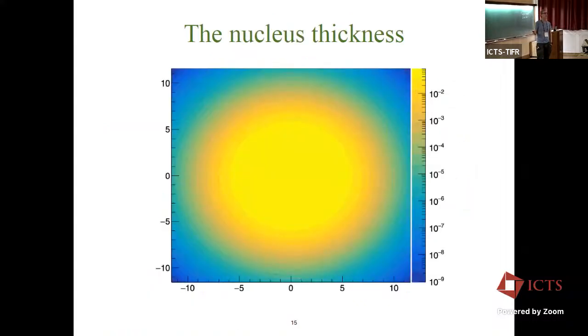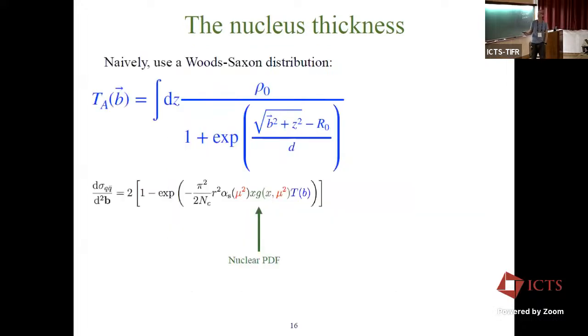So the next thing I want to talk about is the nucleus thickness function. The naive way to go about that is to replace the proton thickness by the Woods-Saxon distribution, well, the two-dimensional projection of the three-dimensional Woods-Saxon distribution. And then replace the gluons by the nuclear PDF gluons, and that should work perfectly fine.